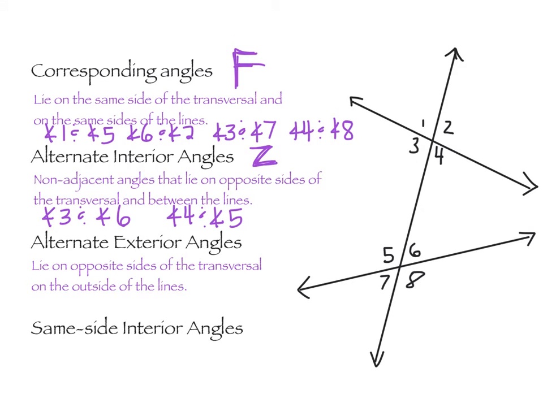Okay, alternate exterior angles. Remember the exteriors here and here. So they have to be on the exterior. They're alternate again, so I still look for a Z. So here's my Z. But since they have to be exterior, I look for them on the top and the bottom of the Z. 1 and 8 would be alternate exterior angles. Same thing as 2 and 7 would be alternate exterior angles.